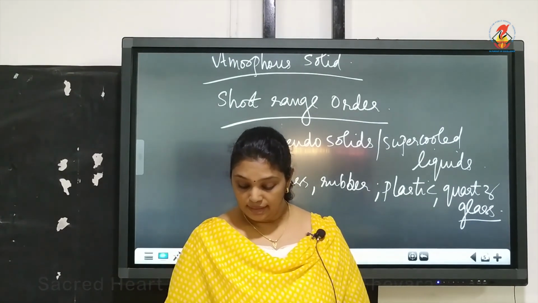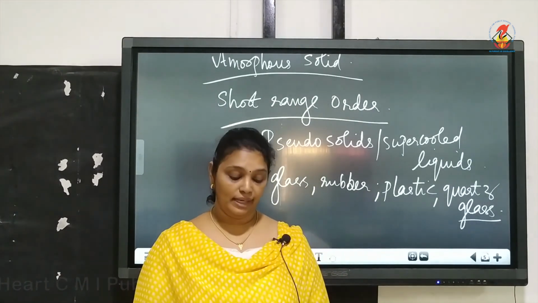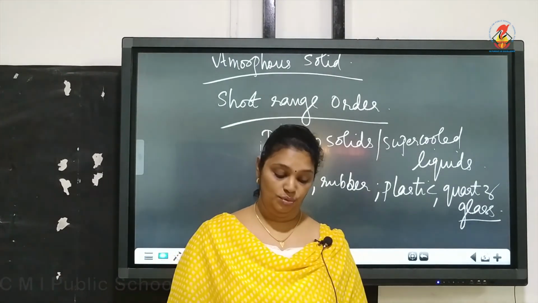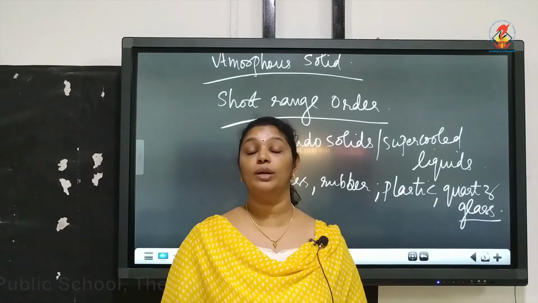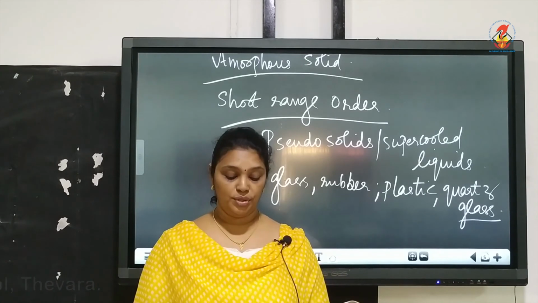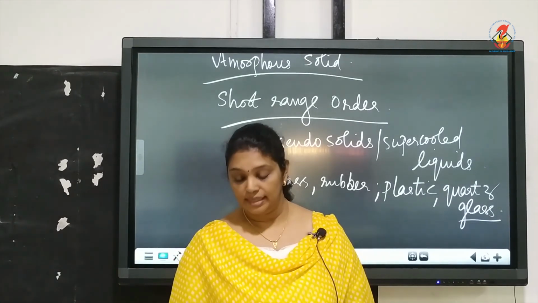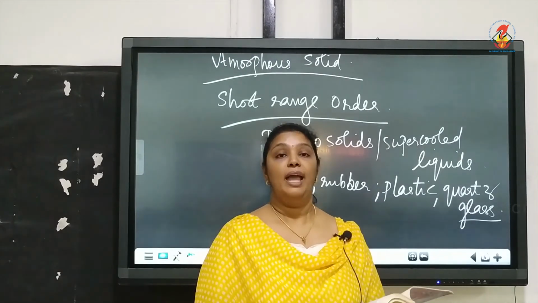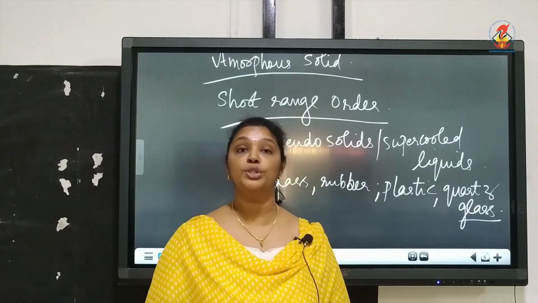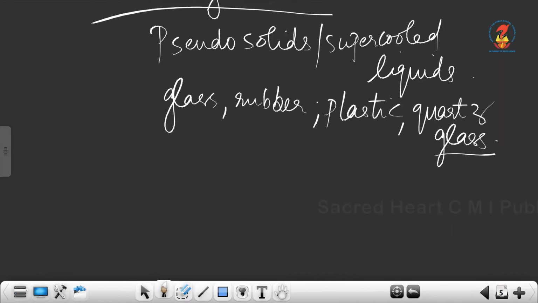Now, next let us see about the cleavage property of amorphous solid. When cut with a sharp edge tool, they cut into two pieces with irregular surfaces. Now, the next property is about heat of fusion. They do not have a definite heat of fusion. And the last property is amorphous solids are isotropic in nature. Isotropic.